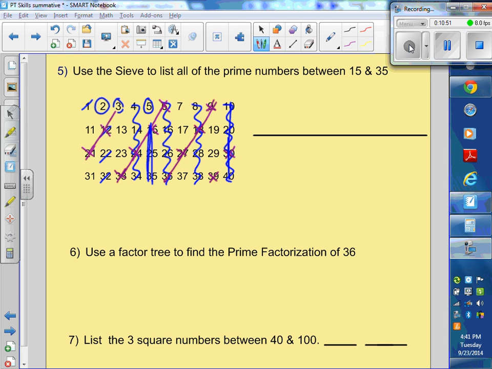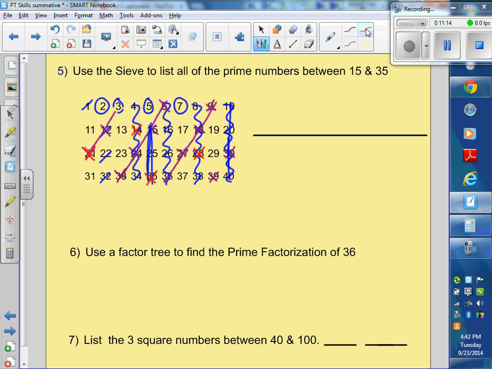The next prime number is 7. Usually with 7s, it's easiest just to count up by 7s. So 7 plus 7 is 14, that's already gone. Plus another 7 is 21. Plus another 7 is 28. Plus another 7, 35. All the 7s are gone.